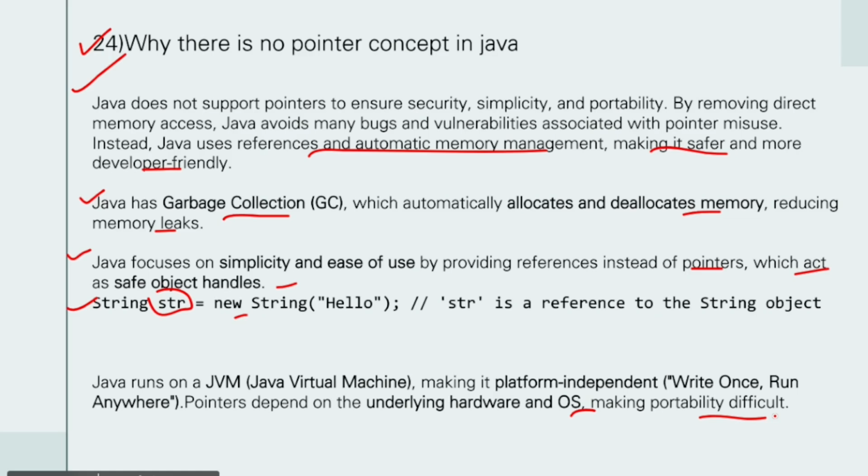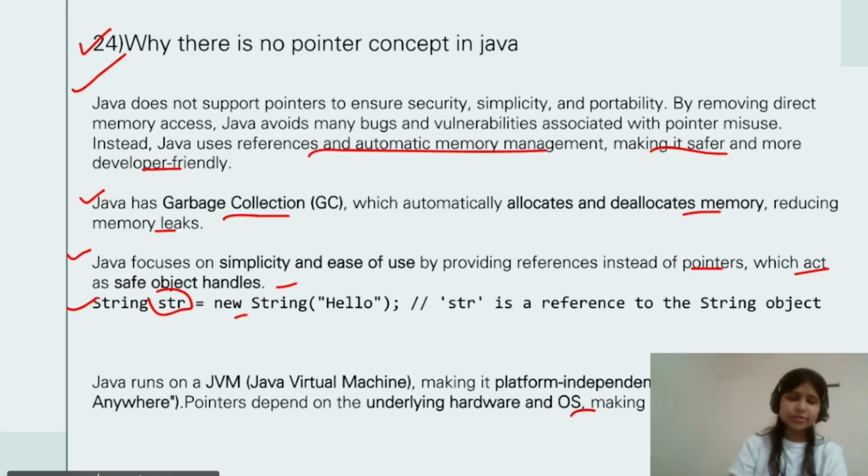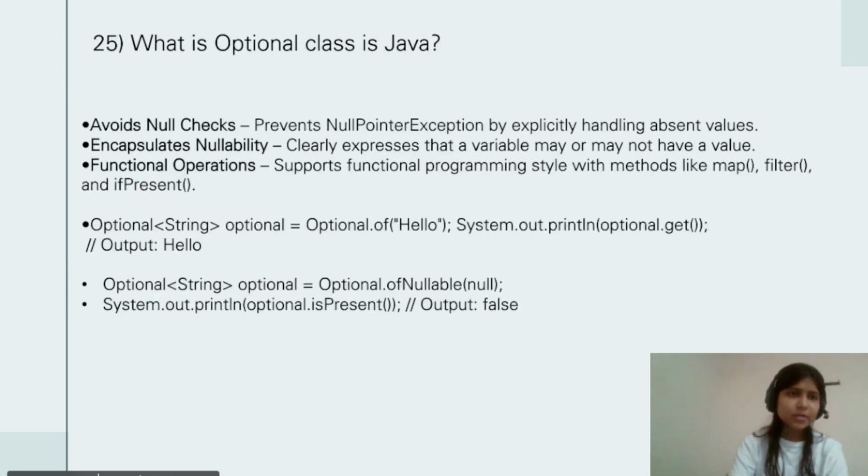Okay, so this is our fourth question, right? I think this question is also clear. So now, what is the Optional class in Java? It avoids the null checks, preventing the null pointer exception by explicitly handling the absent values. Okay, it encapsulates nullability, clearly expressing that the variable may or may not have a value. Functional operations: it supports functional programming style with methods like map, filter and ifPresent.